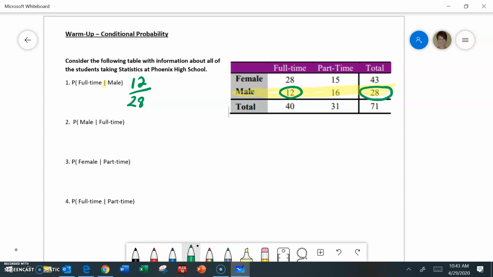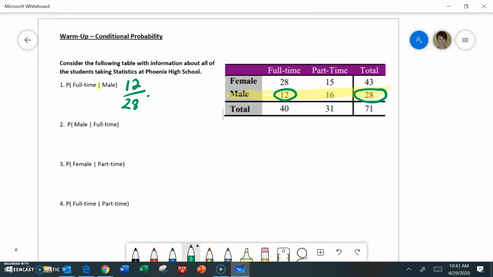Now we have to simplify that. So if you have trouble simplifying, especially in your head, they're both even, so I'm going to divide by 2 first. So 12 divided by 2 is 6, and 28 divided by 2 is 14. Yet both of those are even, and 2 can go into them again. So 6 divided by 2 is 3, and 14 divided by 2 is 7. So your final reduced fraction answer is 3/7. Okay? All right, I'm going to go up here and clear this out to get ready for our next one.